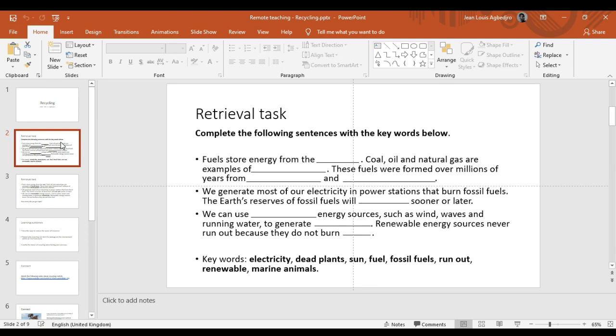Read the keywords below. If you look at the bottom of the slide, you can find a couple of words, and you need to find which word fits in these sentences. So I'll pause the video now and try to complete this task, and later on we will see the answers.